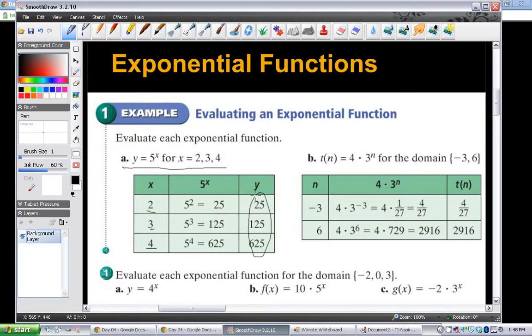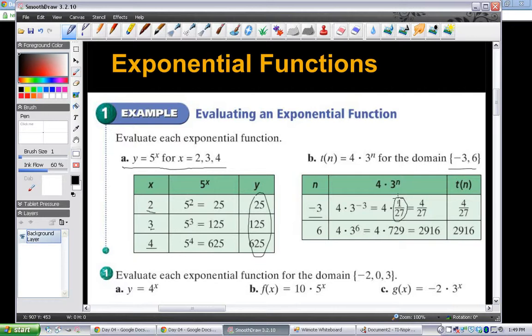Here on part B, they're doing something pretty similar. Instead of y equals, it's t of n equals 4 times 3 to the n. So you take the 4 and multiply it by whatever 3 raised to the n power is. The domain we're using is negative 3 and 6. So for negative 3, you have 4 times 3 raised to the negative 3. Here they're showing you that that 3 to the negative 3 is 1/27.